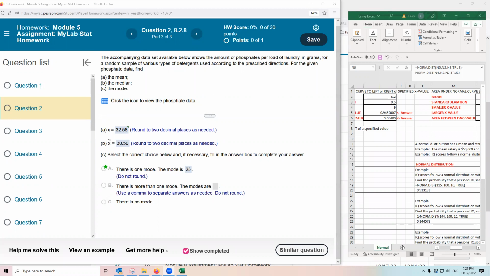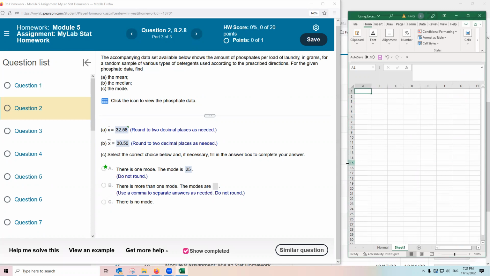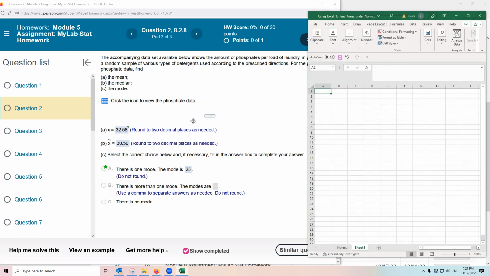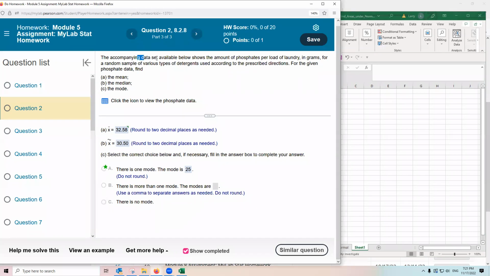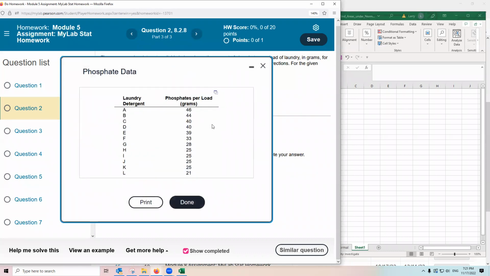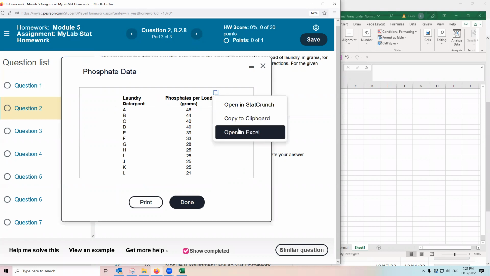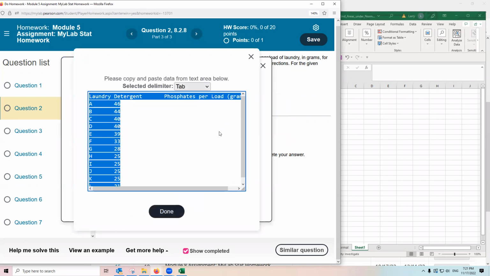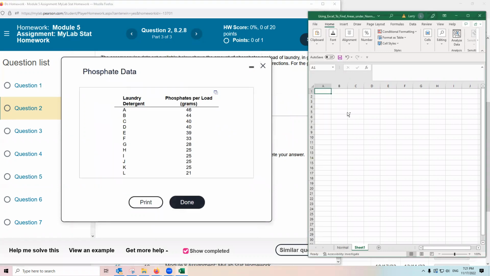So let me open up a blank workbook here. And let me go to this problem here. It says the company data set is the amount of phosphates per load of laundry and find the mean, median, and mode. So let me open up this data set. And here is the data set we want to analyze. I'm going to copy this to the clipboard. Okay, so I copied it. And I'm going to come here to Excel and paste it. And so this is the data that I want to analyze.